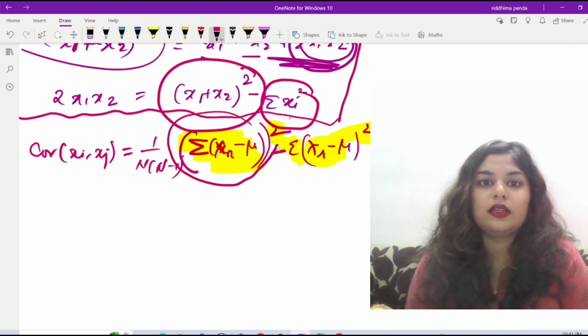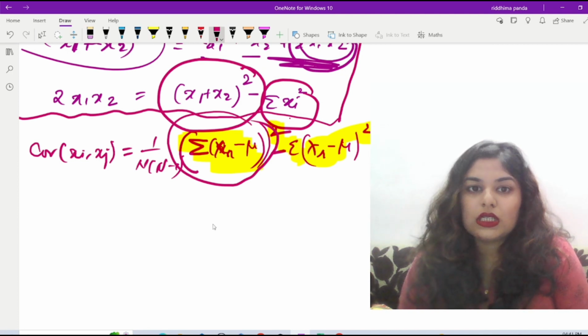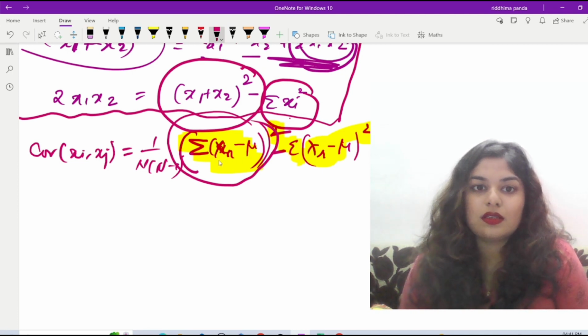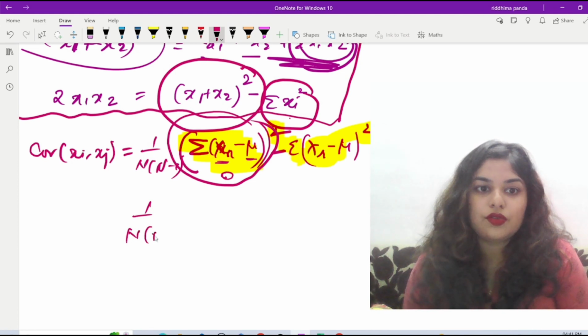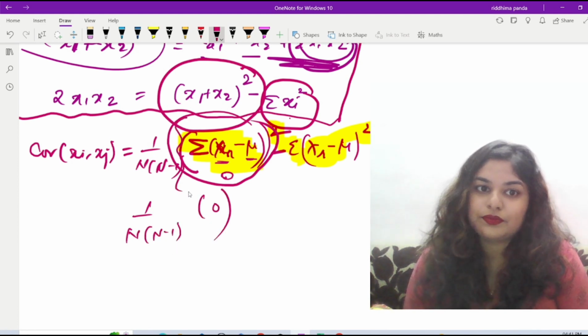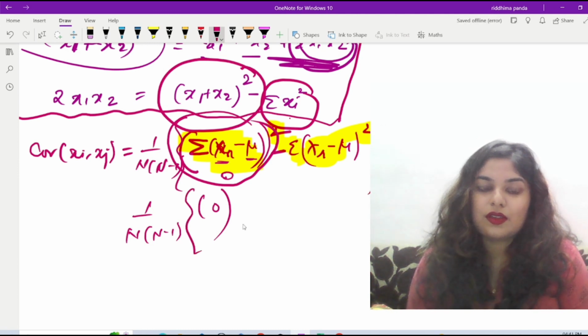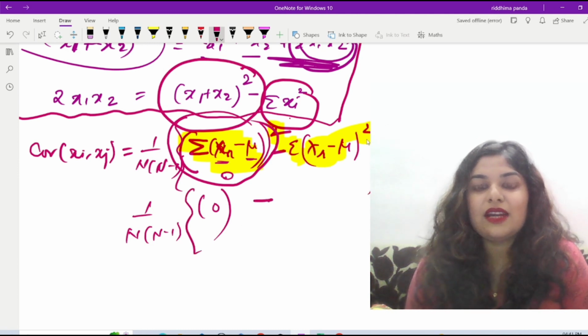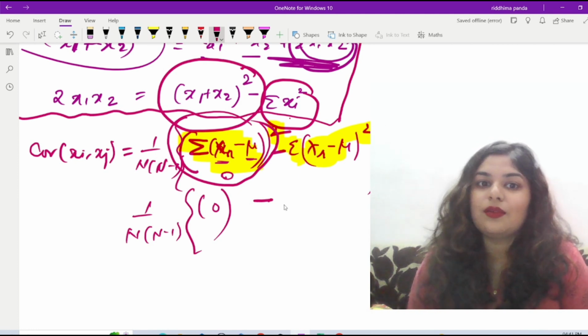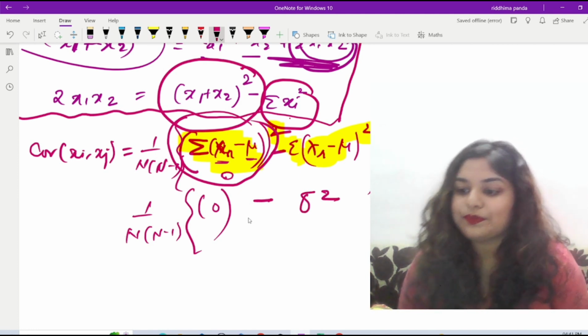This is basically our summation of xr minus mu. That is summation of variable from mean. So the value is 0 square. So we have 1 by n into n minus 1 into 0, right? Minus xr minus mu square summation is nothing but sigma square, right?